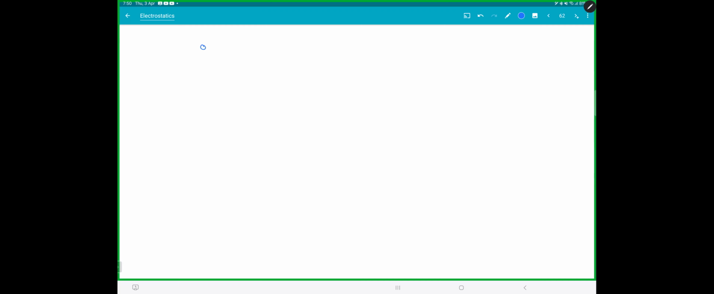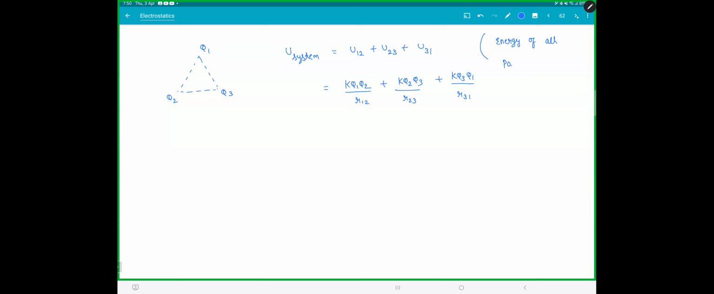Then what if you have multiple charges? Let's say we have Q1, Q2, and Q3. Then the potential energy of the system will be the potential energy of all possible pairs. So that is U12, U23, and U31. So you take every possible pair, find the potential energies and add them up. It's a scalar quantity. So this is the energy of all possible pairs. If there are 3 charges, we have 3C2. If you have 4 charges, then you have 4C2. If you have n charges, we have nC2. So out of n charges, you have to select 2 of them as a pair. Is that clear, Arya?